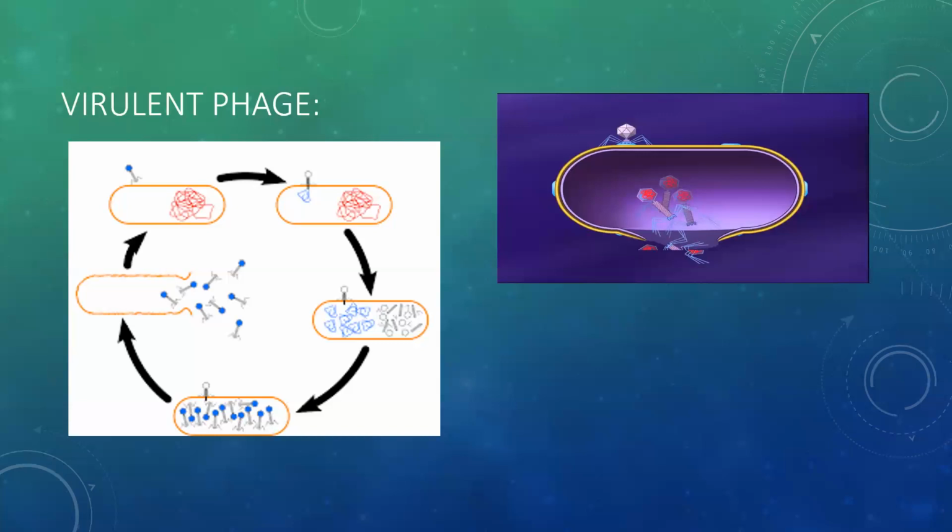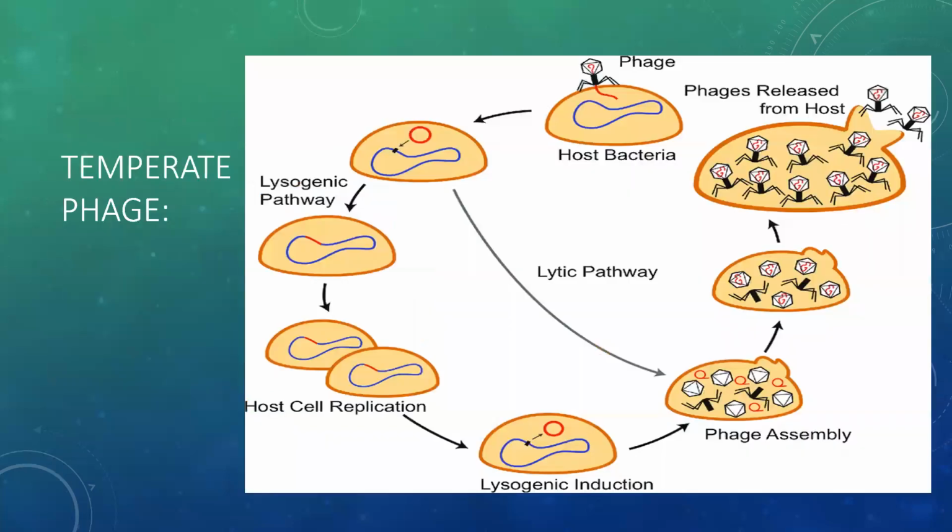Now the second one is the temperate phage. This does not cause immediate disruption or infection of the bacterial cell. What these phages do is insert their DNA into the host genome, incorporate into the bacterial DNA, where it gets replicated. These phages produce some repressor, some enzymes, which do not lead to the disruption of bacterial DNA.